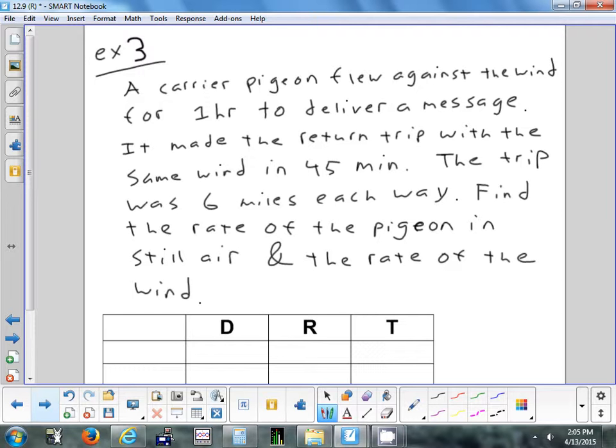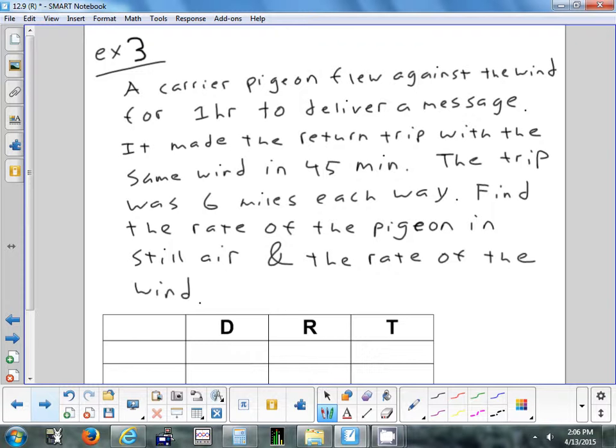Not as many knots. So it says a carrier pigeon flew against the wind for 1 hour to deliver a message. This is a little different. We know the time. We've never known the time before, but this time we do. Now the pigeon made the return trip in the same wind in 45 minutes. On the return trip, the pigeon was traveling with the wind, so it sped up a little bit. The trip was 6 miles each way.